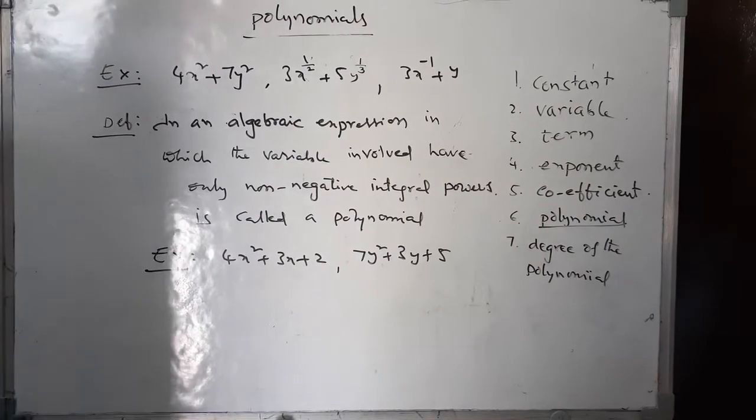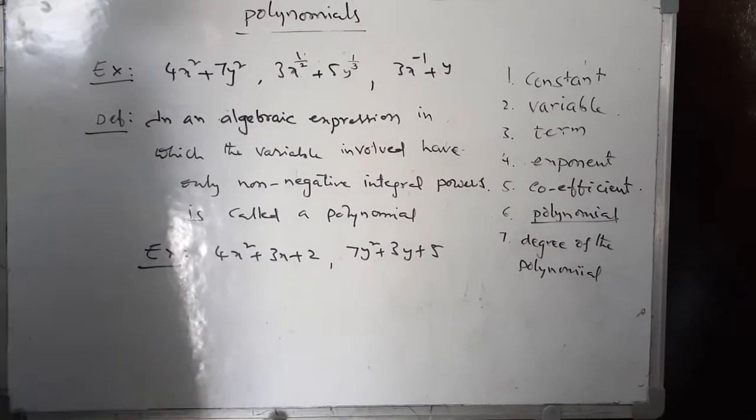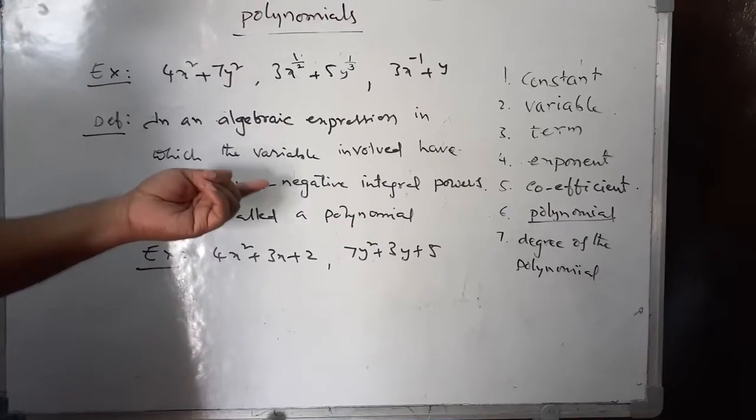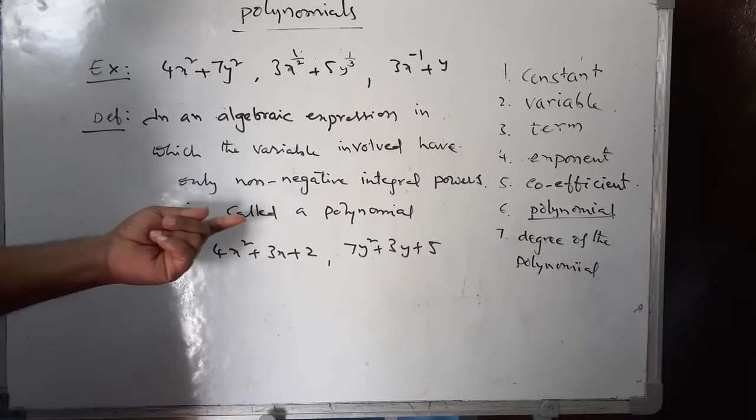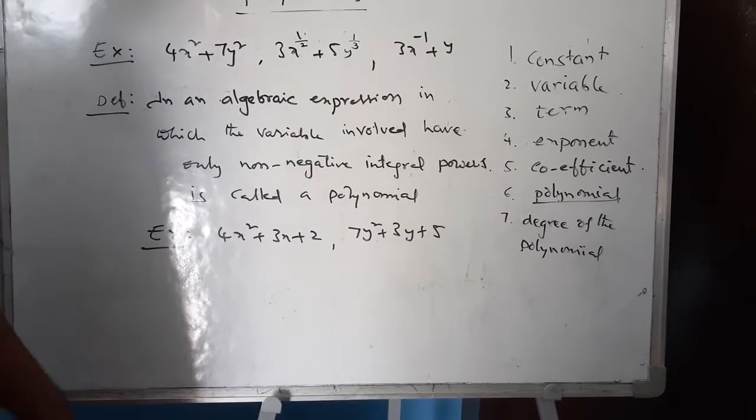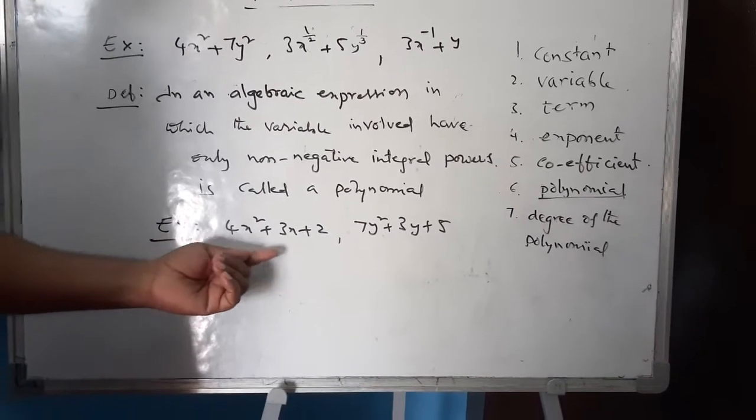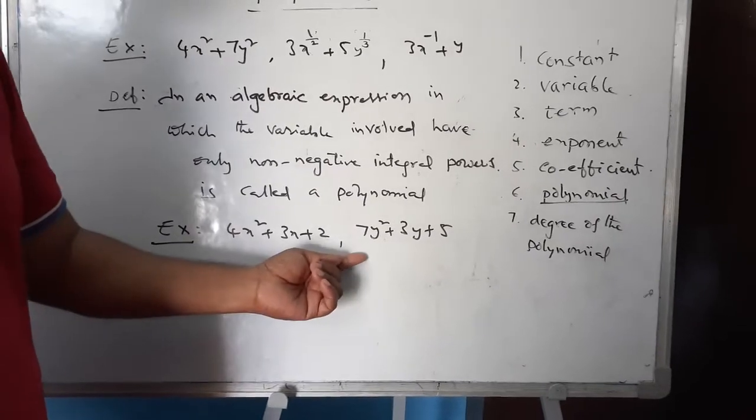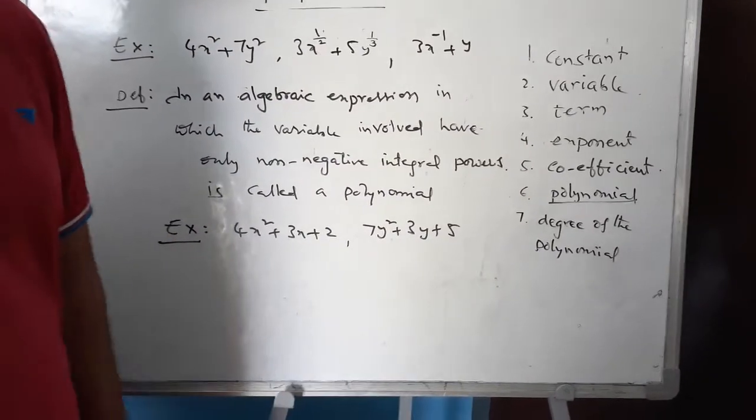The definition of the polynomial: an algebraic expression in which the variables involved have only non-negative integral powers is called a polynomial. Examples are 4x square plus 3x plus 2 and 7y square plus 3y plus 5.